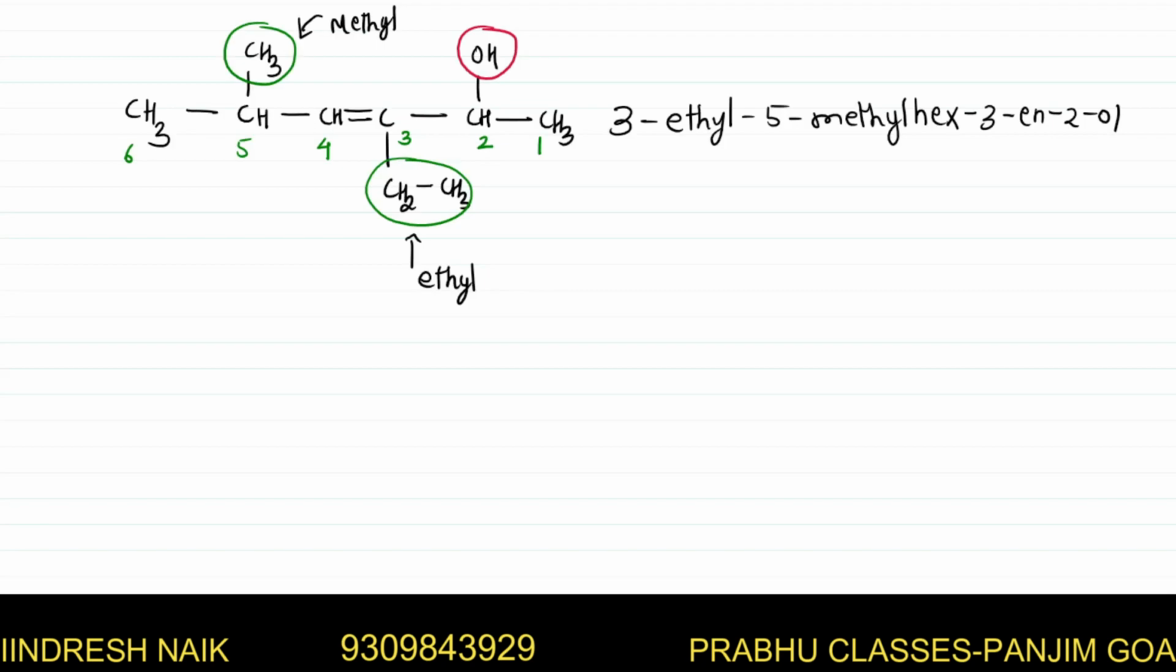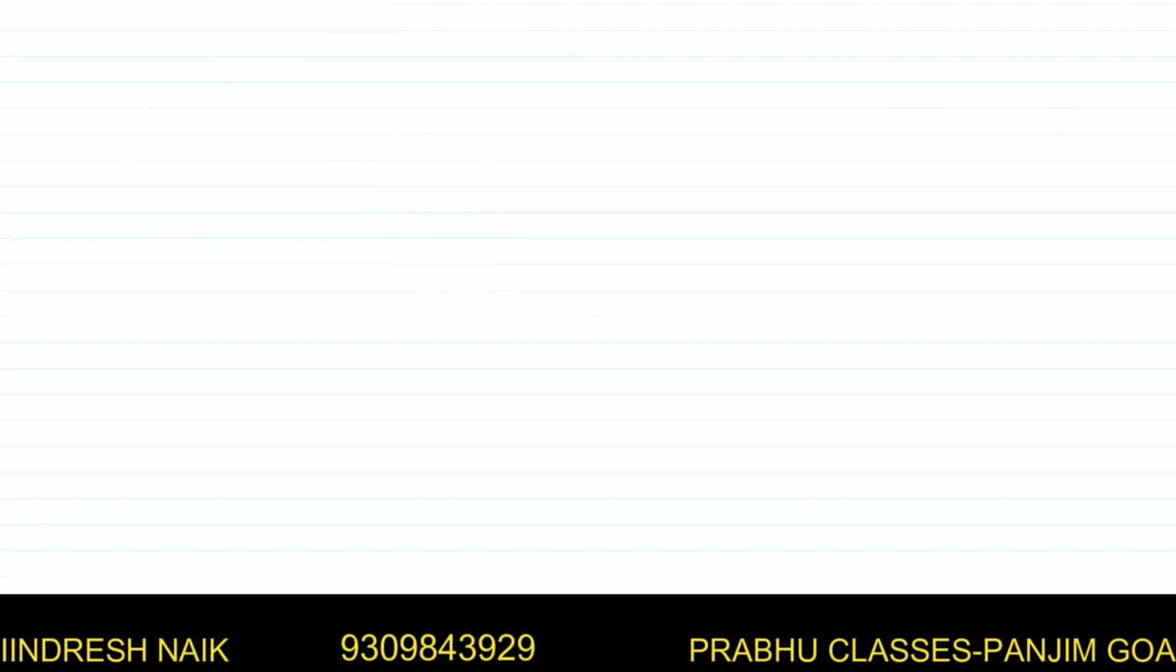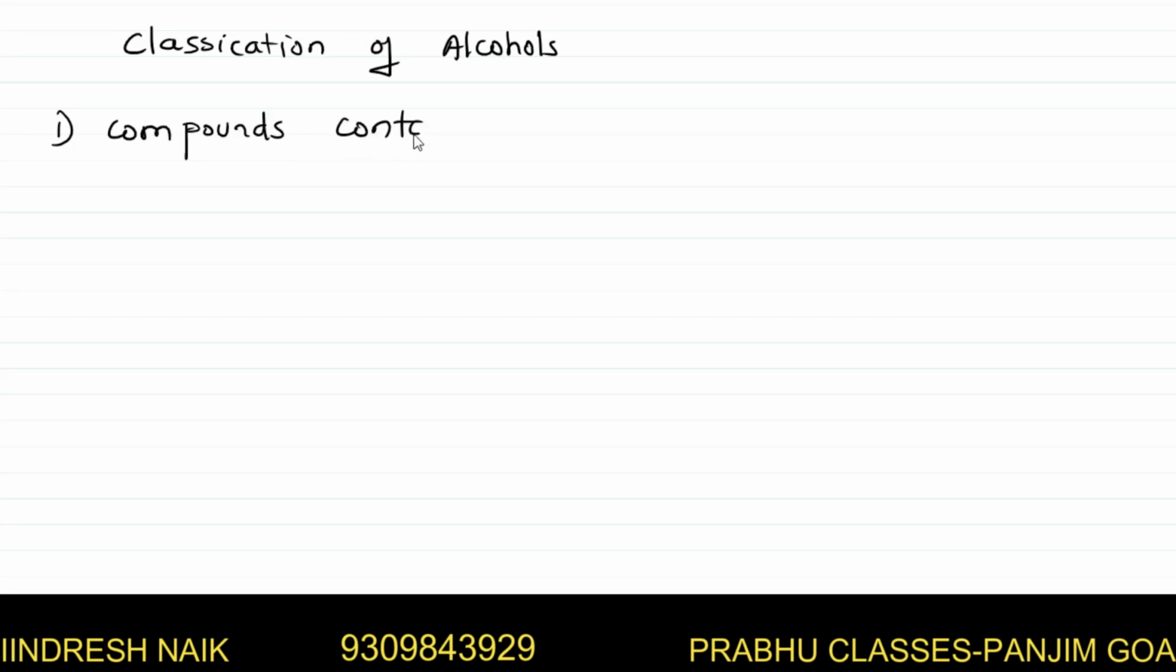So this was the nomenclature part. Let's go ahead with the classification. The classification is also important. I'll write over here the heading, classification of alcohols. First we'll do the alcohols, how they are classified. So first are compounds containing an sp3 carbon-OH bond, right? So this is the thing.